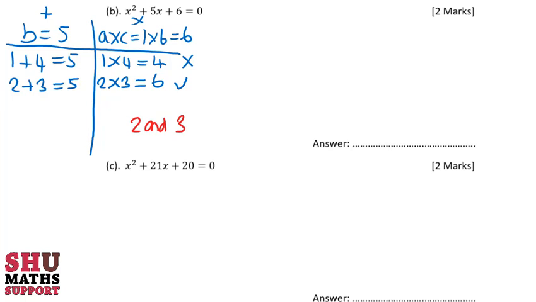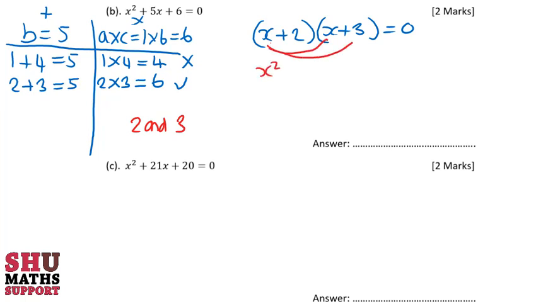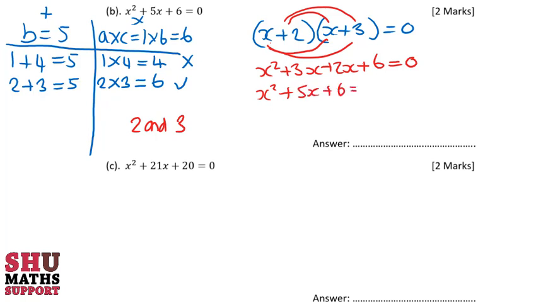So now we can set up our double brackets, and we will have x plus 2 and x plus 3 is equal to 0. And now let's just double check what we've done is correct. If we have x times x, we have x squared. x times positive 3 gives us positive 3x. Positive 2 times x is positive 2x. And then positive 2 times positive 3 is positive 6. Now that all equals 0. And let's just simplify this. So we have x squared plus 5x plus 6 is equal to 0, which is what we started with. So that means our factorisation is correct.